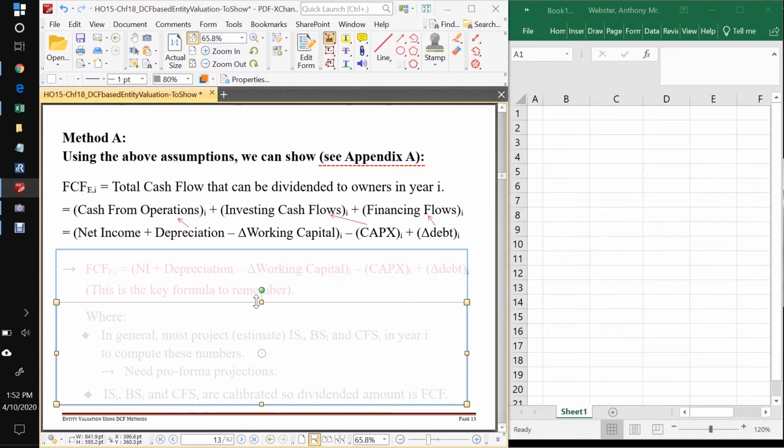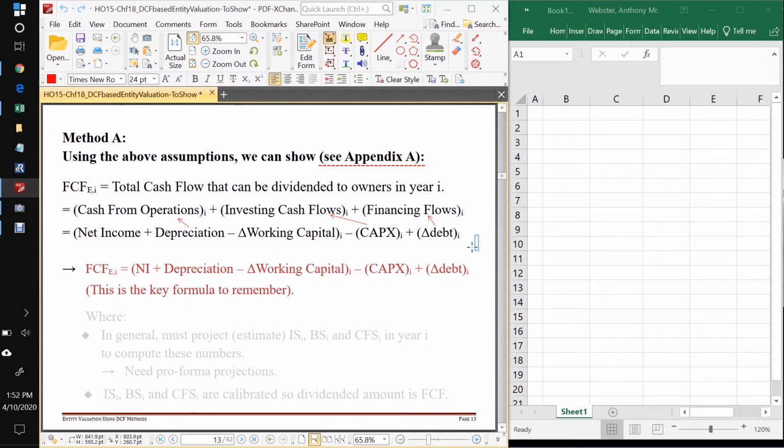So this is the key formula to remember. This is one to put down in your helper sheet, and remember that free cash flows to owners in year I are going to be net income plus depreciation minus changes in working capital in year I, minus any capital expenditures in year I. Remember that's repairing our buildings, repairing our planes, if we have planes, maybe buying new planes, that sort of thing, and any changes to debt in year I.